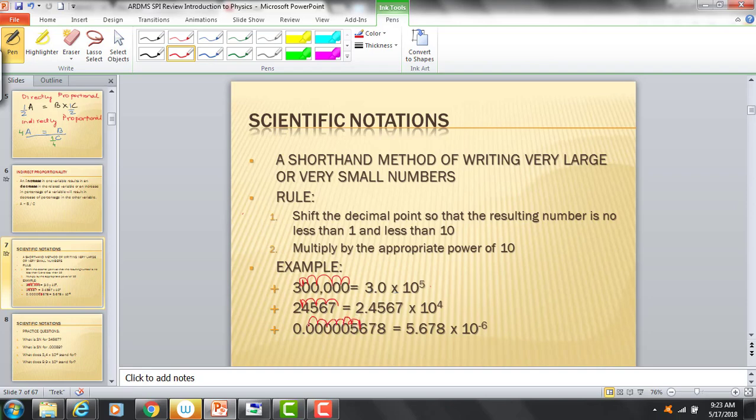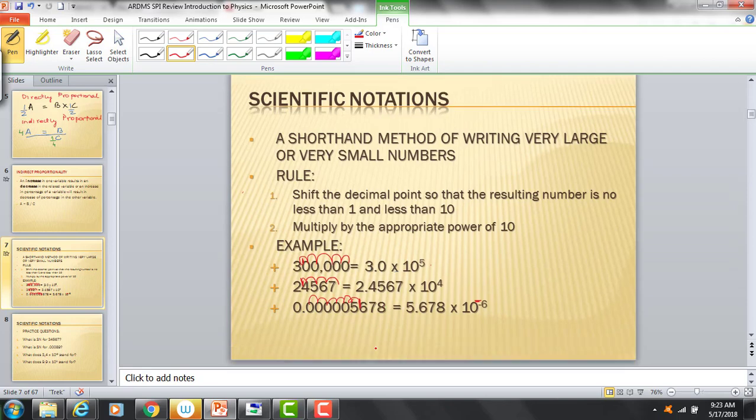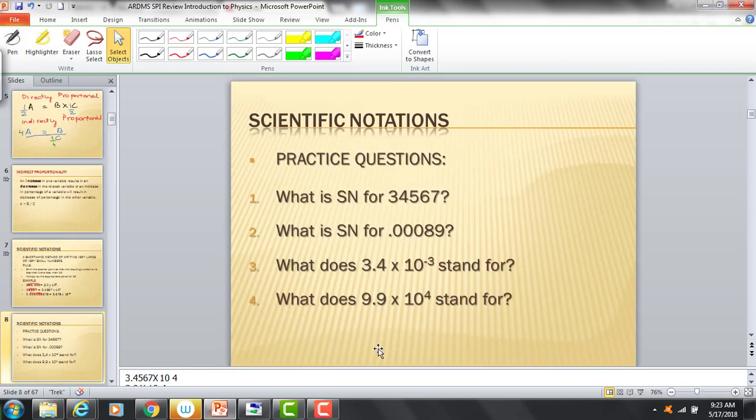Now this is an extremely small number, so we're going to put a decimal between 5 and 6 and write down 5.678 and go left. Whenever we go left, we're going to count 1, 2, 3, 4, 5, and 6. So we're going to put 10 to the power of -6 because it is an extremely small number.